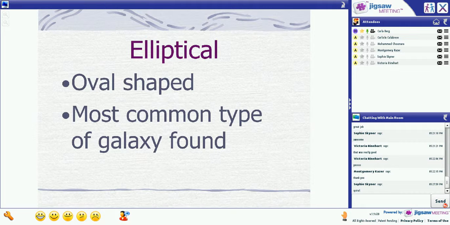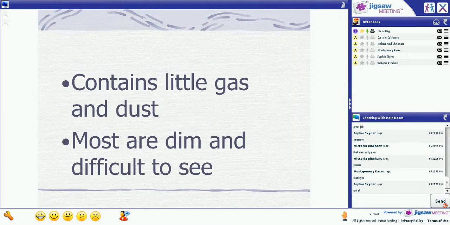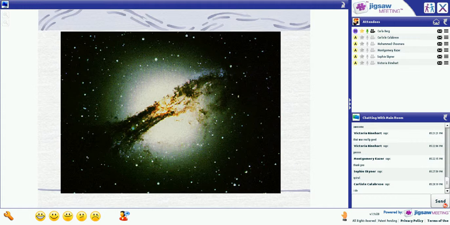The first is elliptical. Elliptical is very much shaped like it says. It's an oval, and it is the most common type of galaxy. It contains very little gas and dust, and most are very dim and difficult to see. Here is an image of an elliptical galaxy.